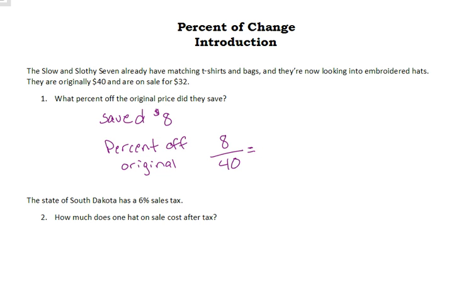So this is just a little bit of calculator work. If you plug that into your calculator, 8 divided by 40 is 2/10. And we understand that when we're looking at percents, if we multiply that by 100, that gives us 20%. So they saved 20% off the original price.